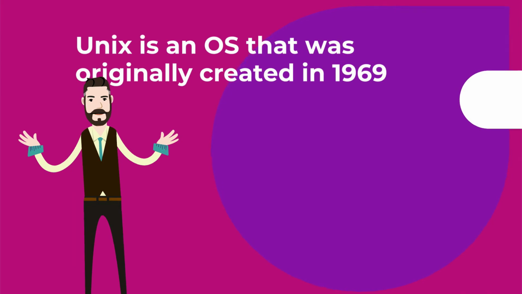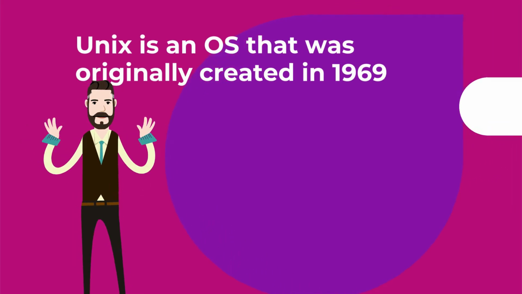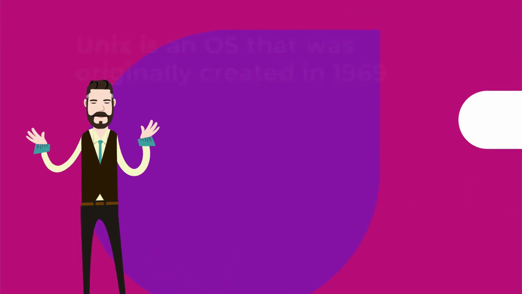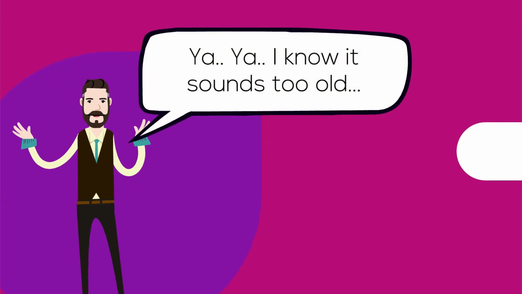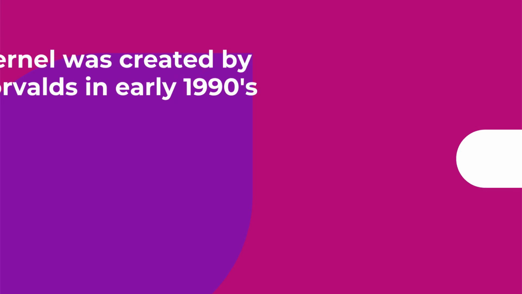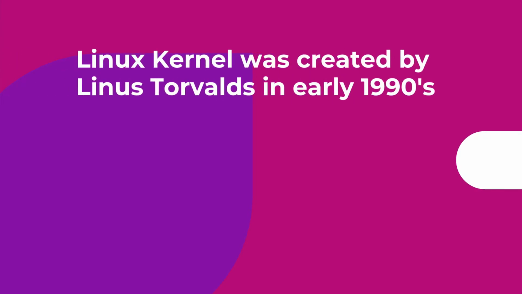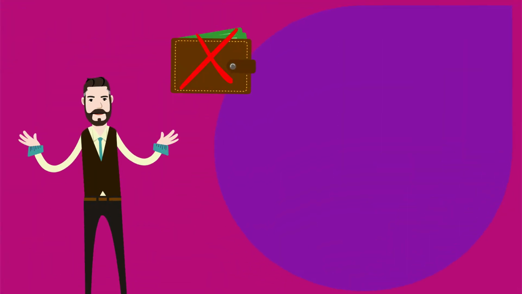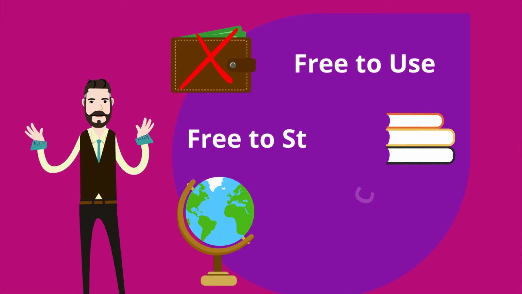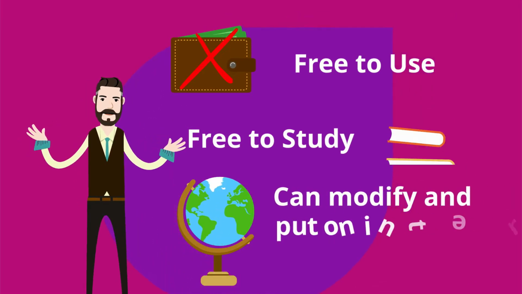Unix is an OS that was originally created in 1969. Although it looks too old, Unix still dominates the server machines. Linus Torvalds created the Linux kernel as free software under the GNU General Public License in the 1990s, which was free to use, study, modify and redistribute.